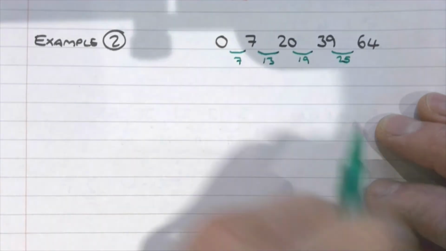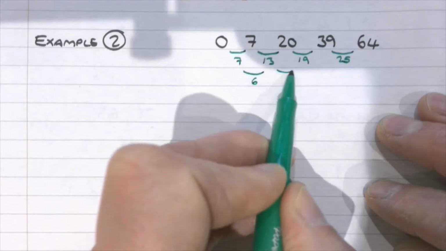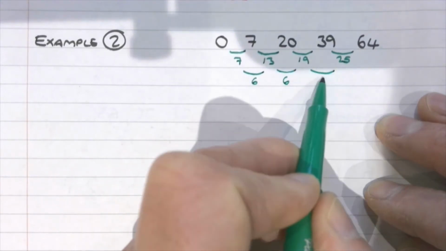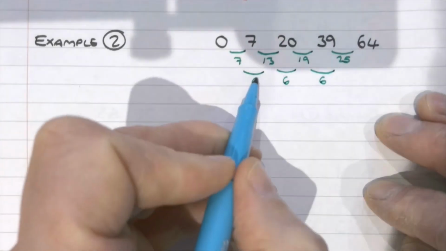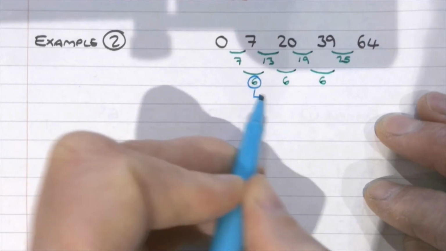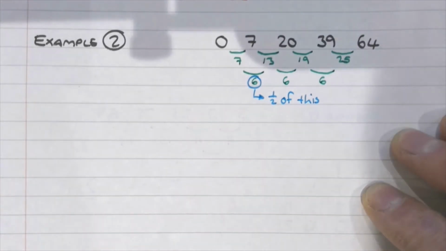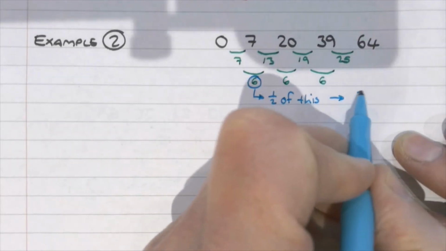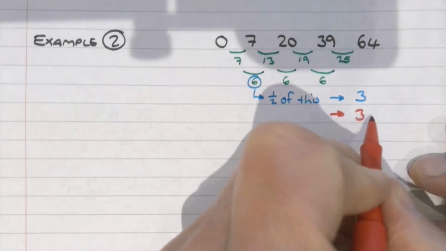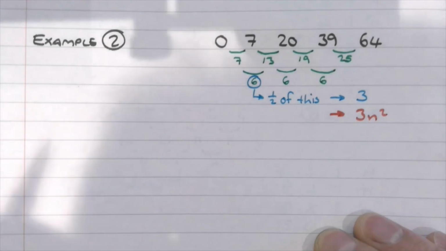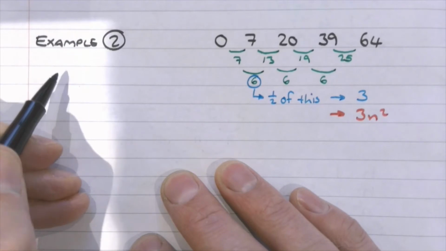They're not constant, so it's definitely not a linear problem. So that's going to be add 6, add 6, add 6. So now that's constant. This is good. So what I want is half of this, which is 3. So this is telling me that I've got 3n squared. So that's part of the problem, a good chunk of the problem in fact. So then we need to build our table like before.